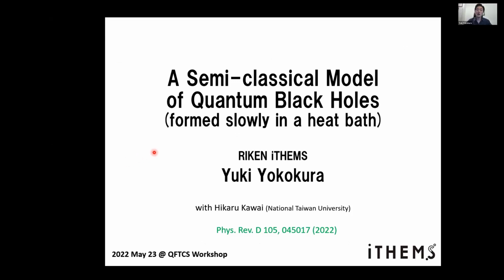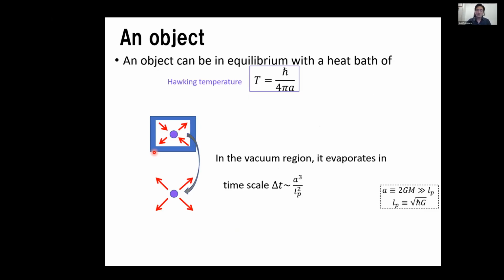Thank you very much. In this talk, I will give our semi-classical model of quantum black holes formed slowly in a heat bath. To do that, let's first consider an object. The object can be in equilibrium with a heat bath of Hawking temperature. And in the vacuum region, the object evaporates in the time scale of a to the third. Here, a is Schwarzschild radius and LP is Planck length.